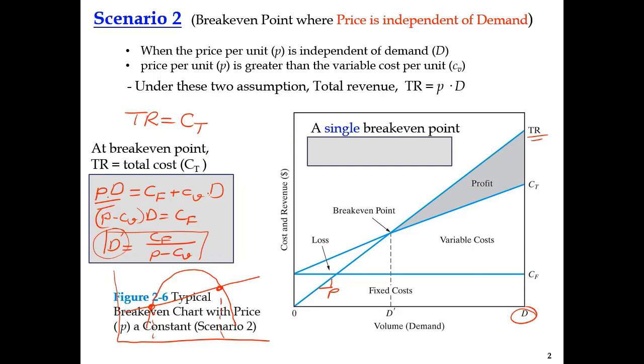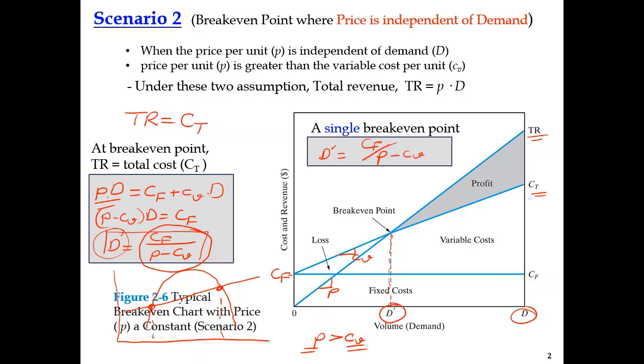On the other hand, the total cost function starts from this CF value over here, and its slope is CV, which is the unit variable cost. And we said that price is greater than CV, so the slope of the total revenue function is greater than the slope of the total cost function. These two functions intersect at a single point, which is this one over here. It is D prime, and the value of this D prime is, as we calculated, CF divided by P minus CV.